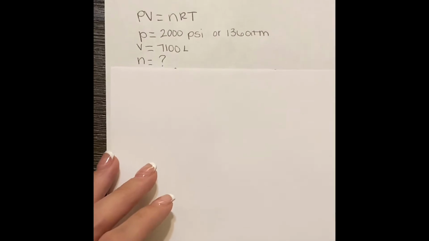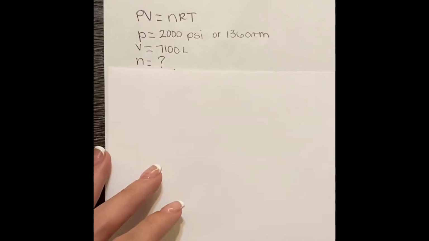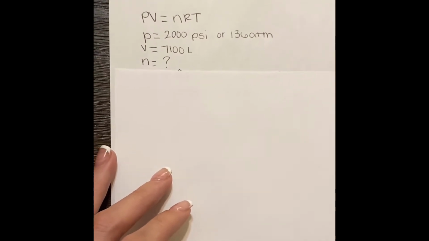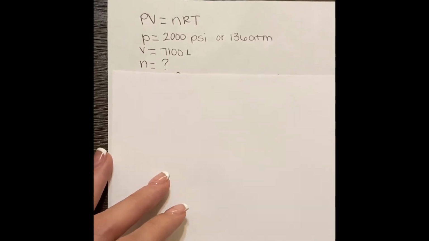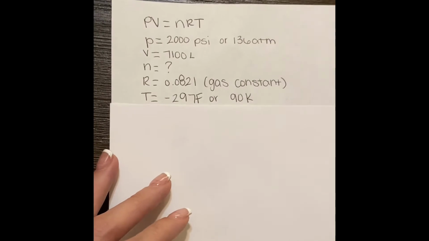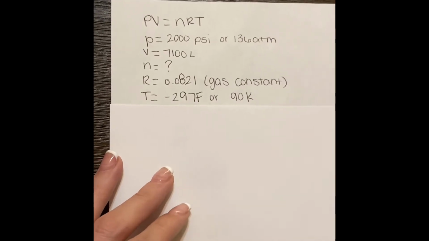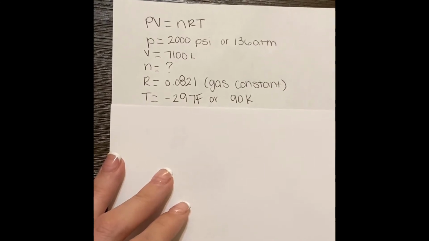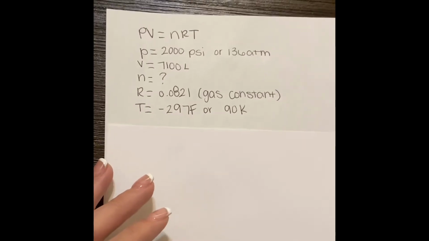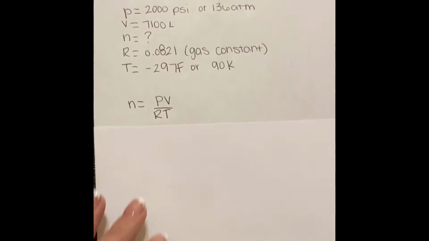And liquid oxygen is a cryogenic, which means that the liquid is maintained at a temperature below freezing. Oxygen tanks are typically kept at negative 297 degrees Fahrenheit, which after converting is 90 degrees Kelvin. So now that we have all of our numbers, we can insert them into our equation and solve for n.